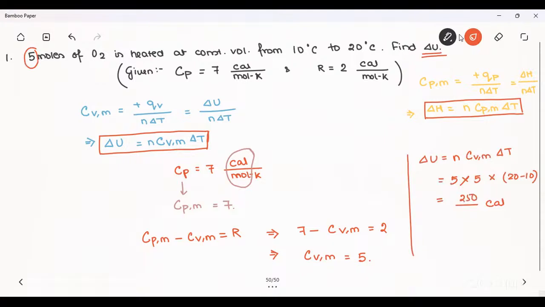So is this whole sum clear? Yes, ma'am. Easy, right? Is this part easy or difficult? Easy, ma'am, I think.